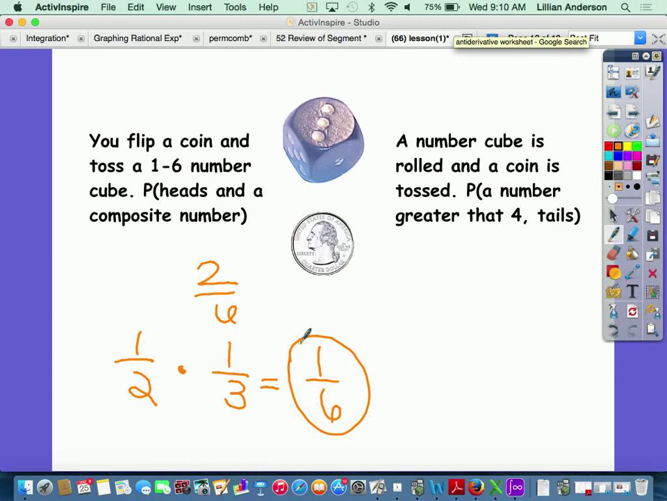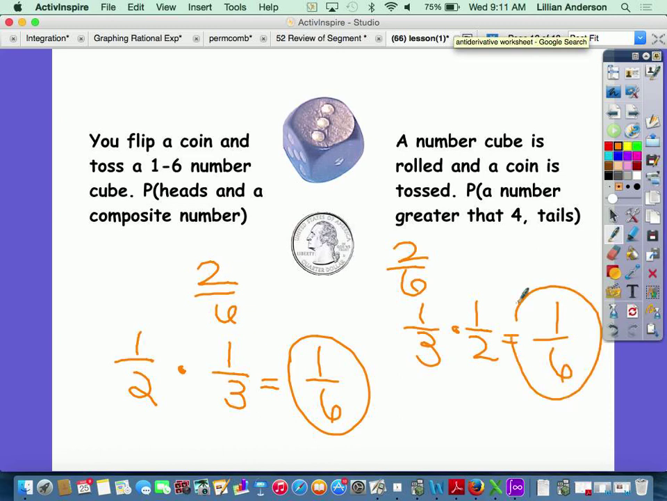Over here, a number cube is rolled and a coin is tossed. What's the probability that the number is greater than a 4 and you get tails? So, what's the probability that the number is greater than 4? 2 out of 6. We reduce it down to be what? 1/3. What's the probability of getting a tails? 1/2. So, what's your probability? 1/6. Right there, you got that right. Both of those. Awesome.